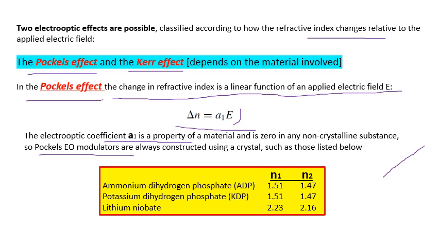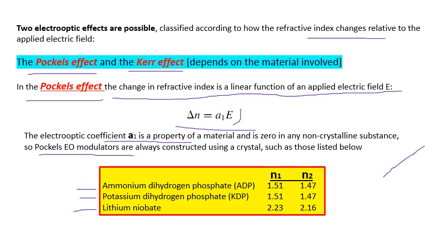The first one is ammonium dihydrogen phosphate, called ADP. The second one is potassium dihydrogen phosphate, KDP. This is more famous, the KDP crystal. ADP and KDP. And the third one is lithium niobate. Lithium niobate is less common; mostly KDP is used. They have different refractive indices, which means they show birefringence phenomena, okay?